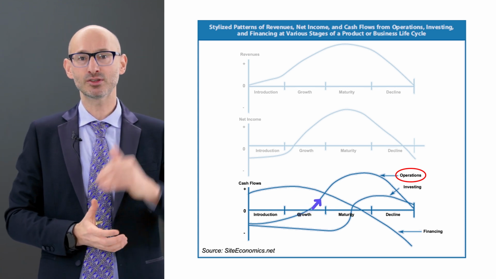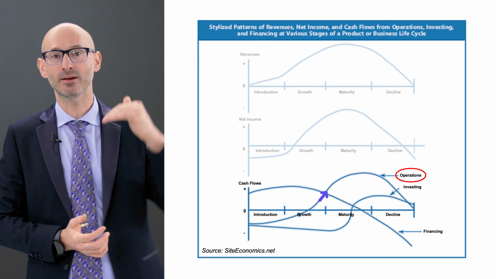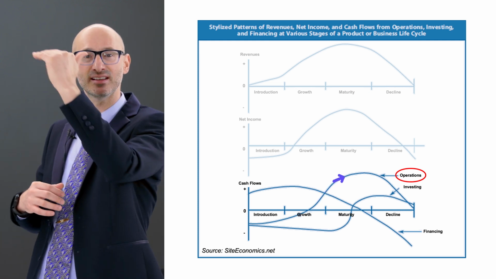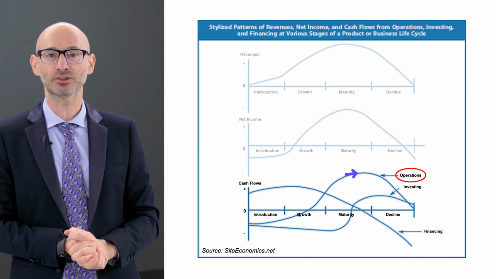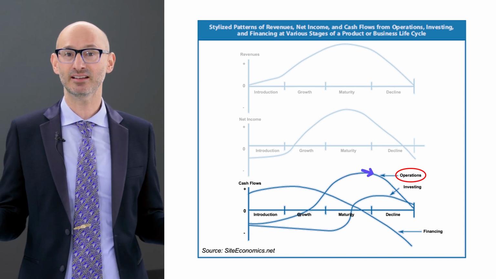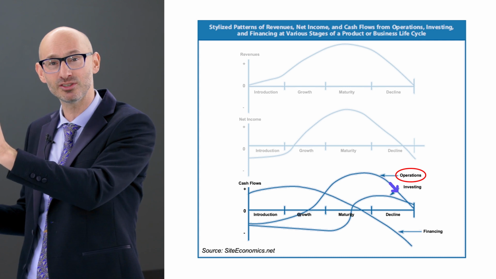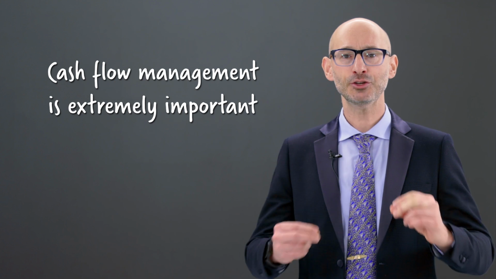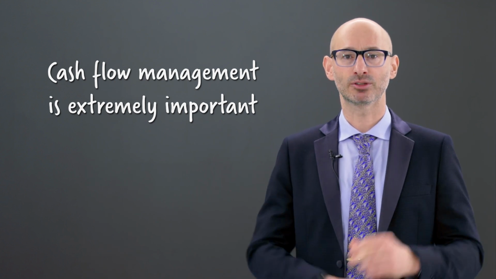Once in the middle of the growth stage, cash starts to flow in, and operations becomes positive. Steep growth in the CFO continues until maturity, where we start declining, and once the CFO becomes close to zero, we shut down. Please note that the decision to close shop depends more on the CFO than on net income. Cash flow management is extremely important.